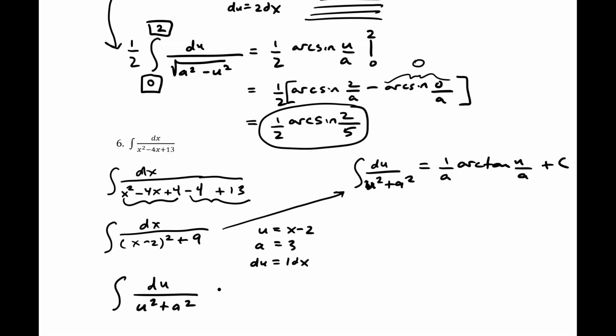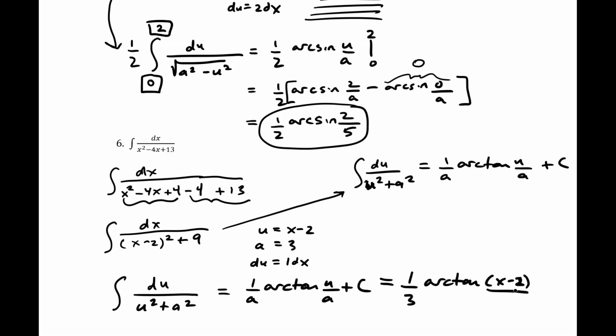So this becomes 1 over a arctan of u over a, and then plus c, and I'm just going to plug in for my u and my a. So final answer, 1/3 arctan of x minus, I'm sorry, that's x minus 2 all over 3, and then plus c. So there we go. Okay.